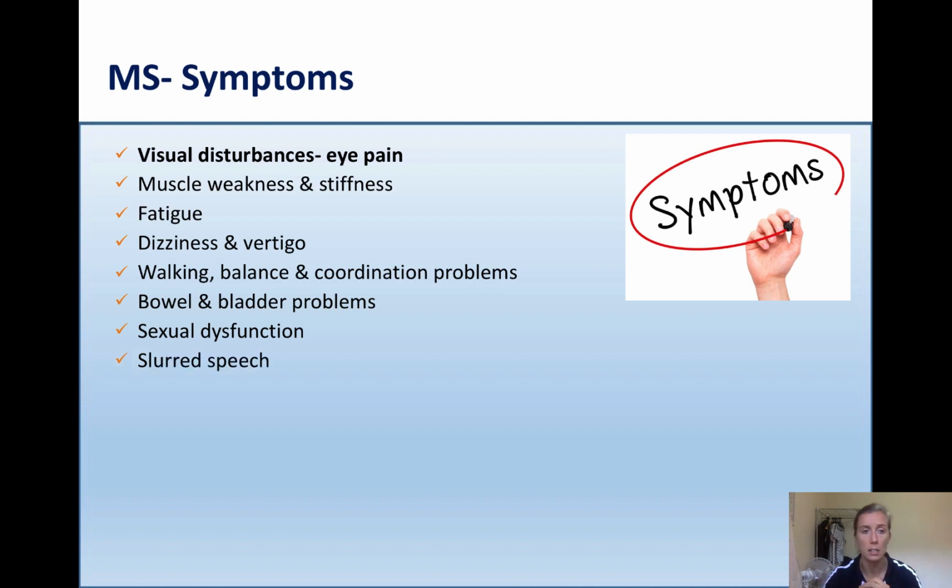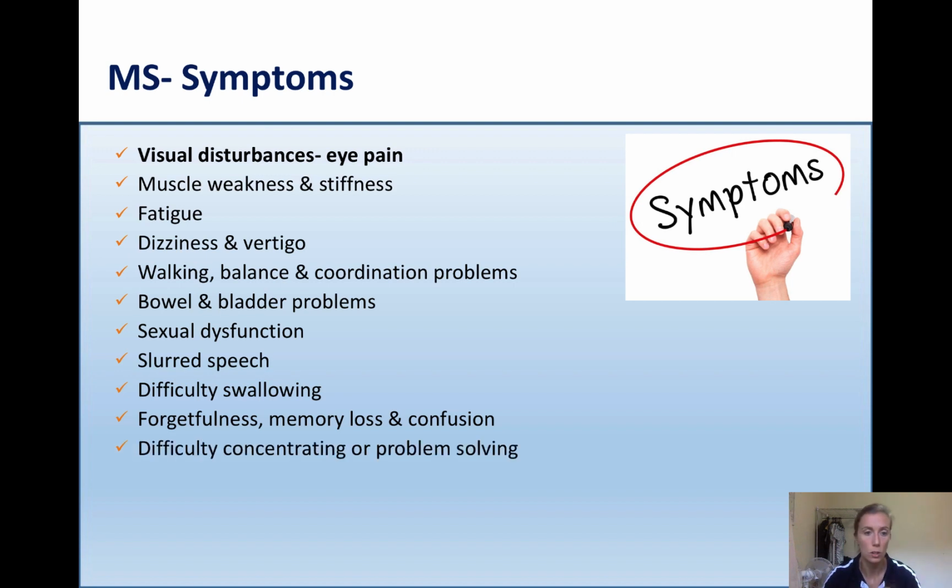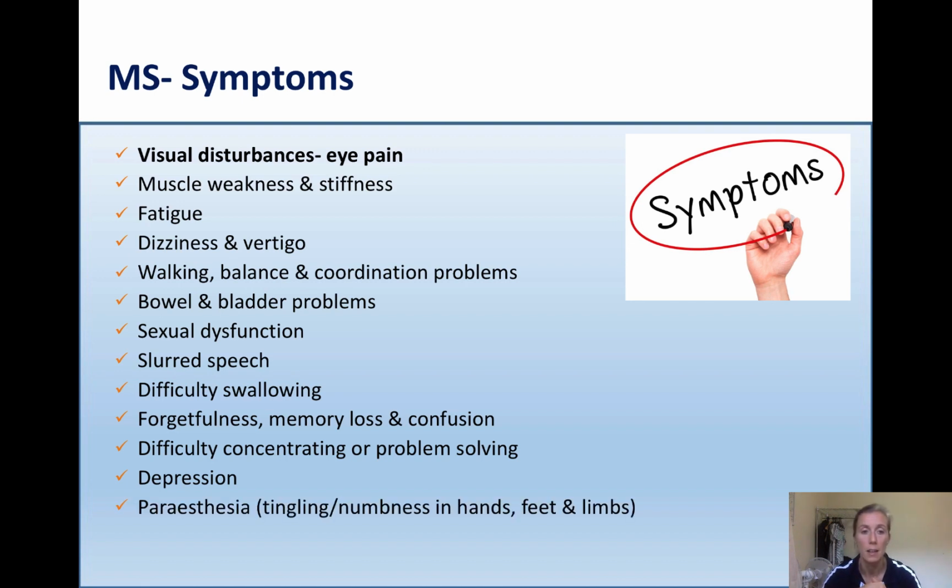Sexual dysfunction, slurred speech, difficulty swallowing. We spoke about a few of these that were also relevant to last week's Parkinson's disease. Then cognitive dysfunction, including forgetfulness, memory loss, confusion, difficulty concentrating or even problem solving, and depression, which we can see is going to be pretty apparent based on a lot of this stuff here. Paresthesia, which refers to tingling and numbness in the hands, the feet and your limbs, so your upper and lower limbs are the most common areas, and also potential for muscle spasms, so spasticity, which we spoke about, that real kind of over contractile activity in the muscles.